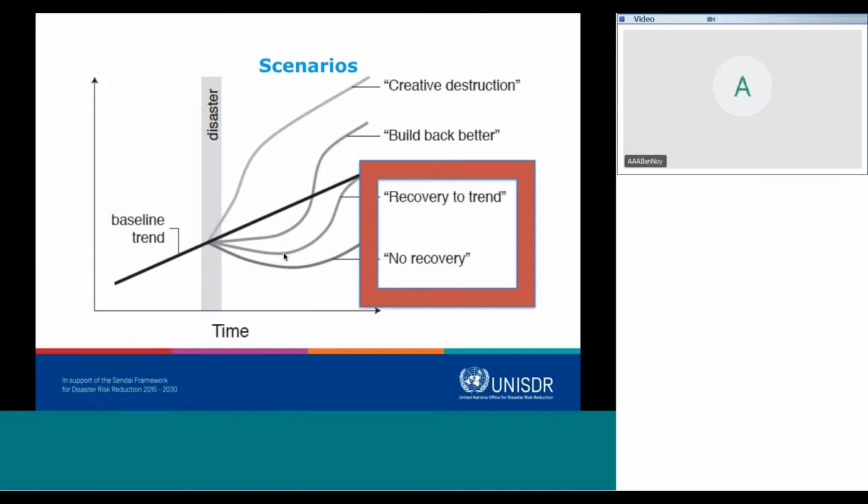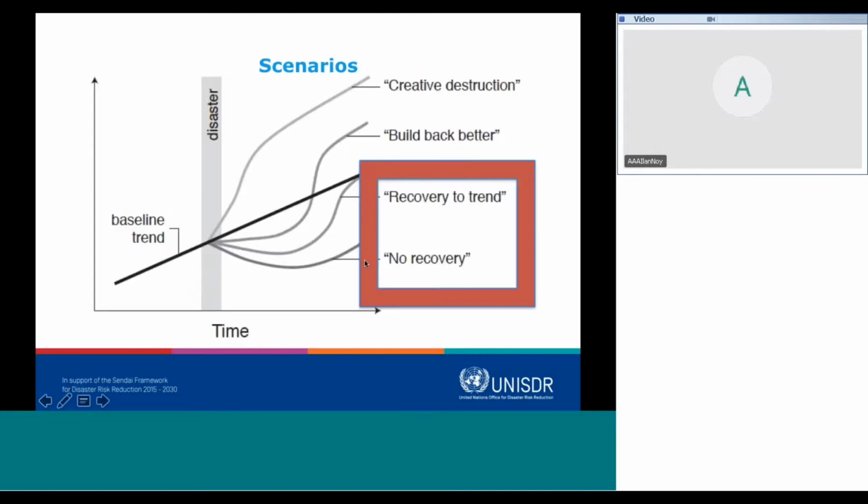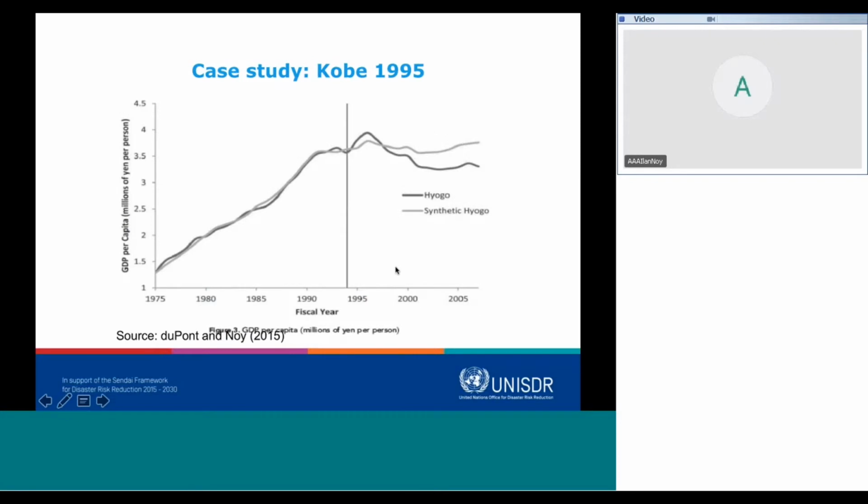is that much greater. So this is just a case study that I was involved in some years ago, and here we looked at Kobe after the earthquake in 1995. Now, if you observe what happened in Kobe, Kobe experienced this no recovery scenario. So this sort of pessimistic scenario at the bottom there. Kobe never really fully recovered. This is our conclusion. Other people have other conclusions, but at least from our observation, Kobe never recovered. 20 years later, Kobe has still not recovered from the earthquake.